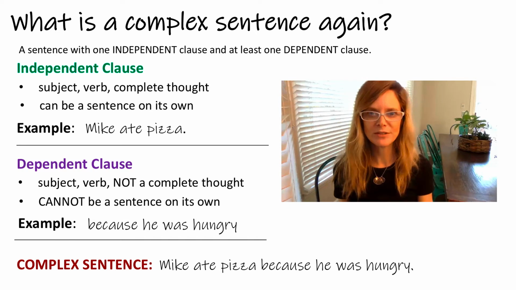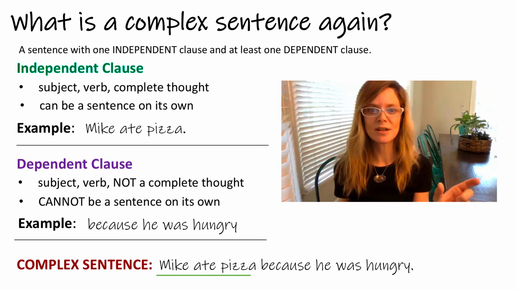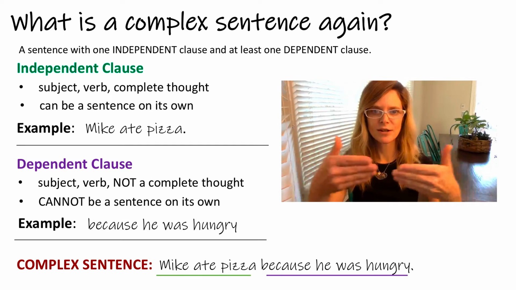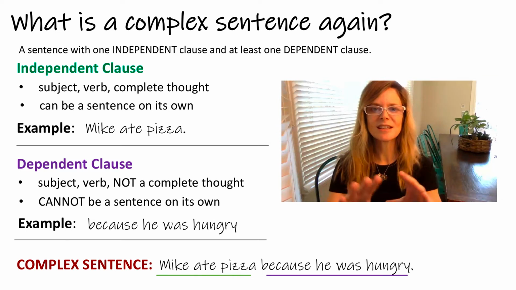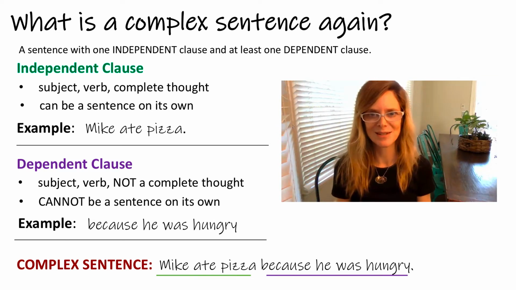Mike ate pizza because he was hungry. You see, we have that independent clause. It could stand on its own. Mike ate pizza. And then we have the dependent clause. Because he was hungry. It hooks onto that independent clause and it gives us this nice, rich, complex sentence.